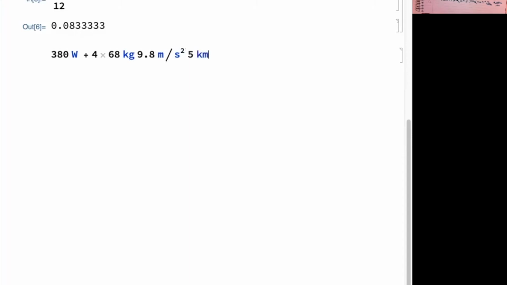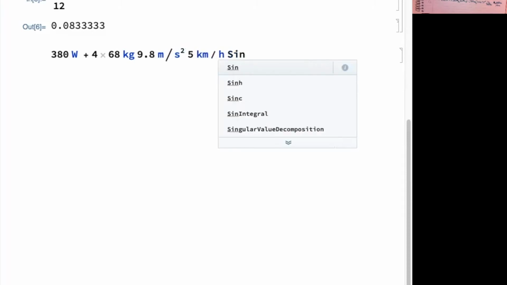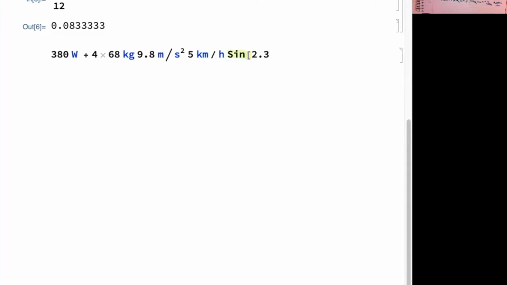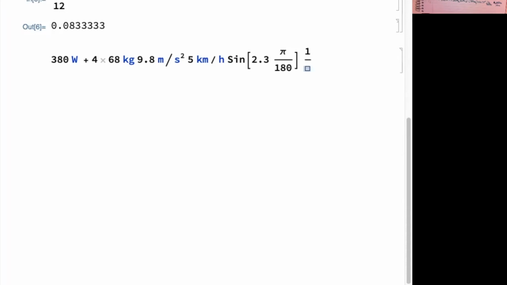times 5 kilometers per hour times we've got a sine there, okay, and it needs to be in radians. So we're going to say sine of 2.3, that's in degrees, so it'll be times pi divided by 180. Why do I always do it in radians? Honestly, because I don't know how to put Mathematica in degrees, and I've done it so much, I like radians now. I don't know.